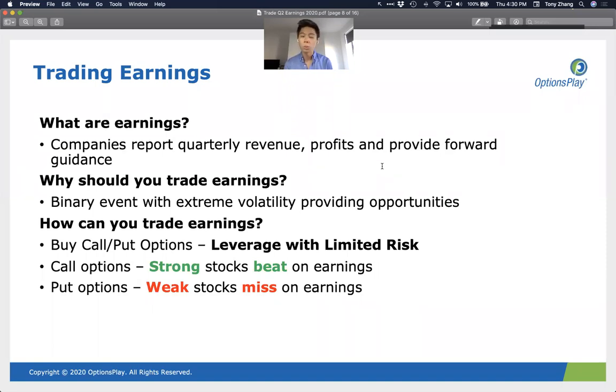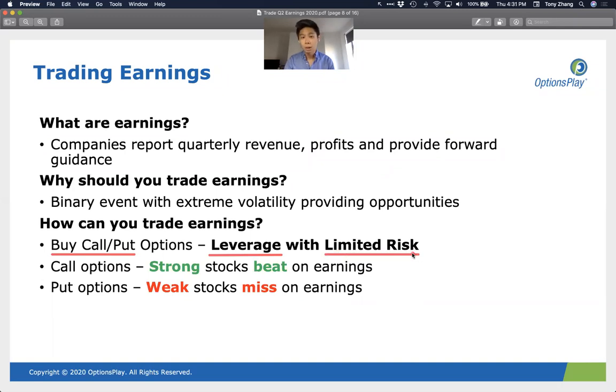So what we want to do is see how we can use options to position ourselves where we can be on the right side if we do get the correct view on that move. And on the flip side, if we're wrong, we have a limited amount of capital that we are risking or putting at risk for that particular trade. And that's really where options come into play. So what we want to talk about is how you can buy call and put options that give you leverage on the directional view, but do so in a way with limited risk.